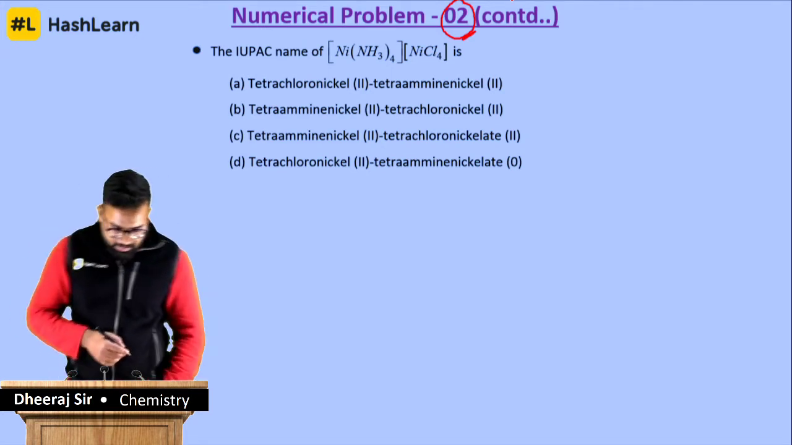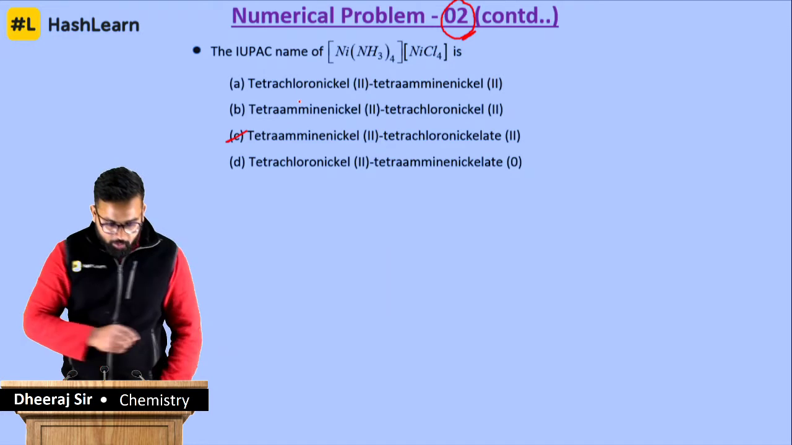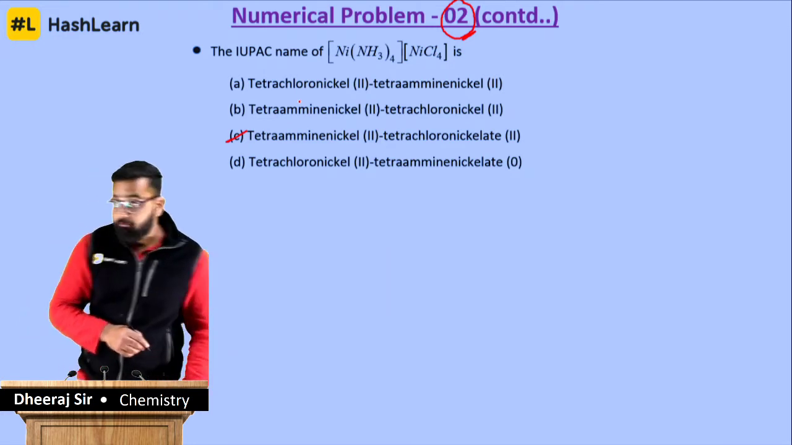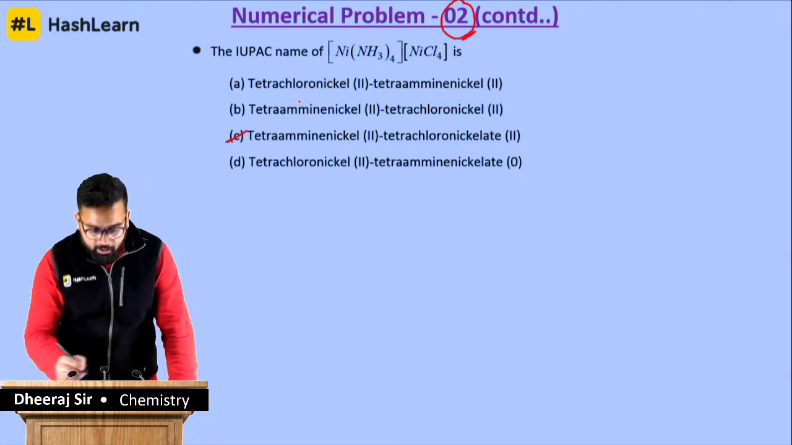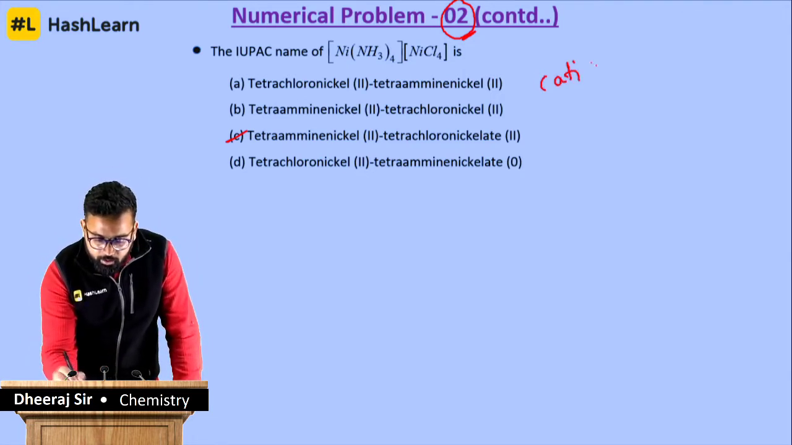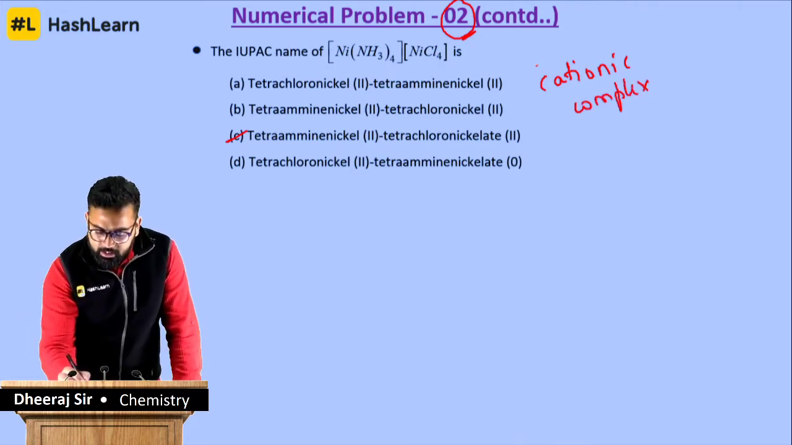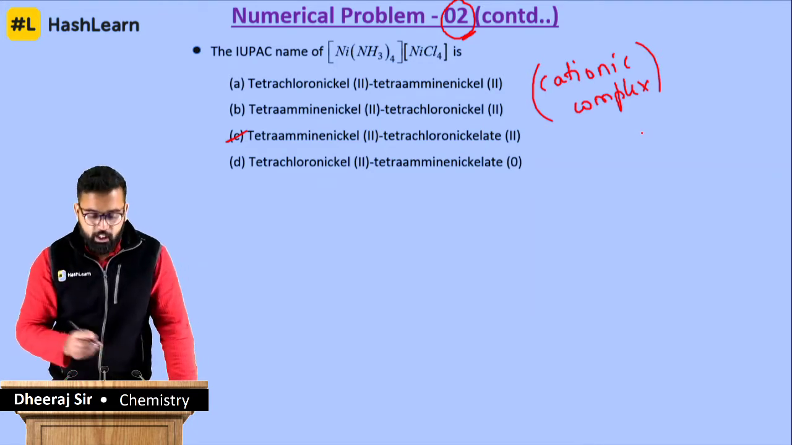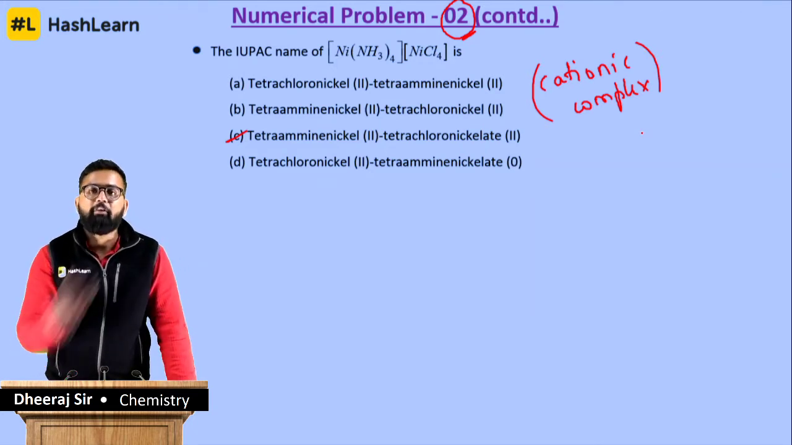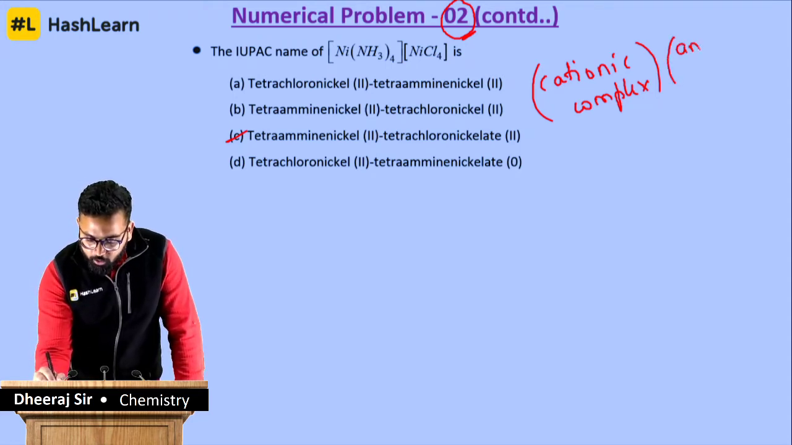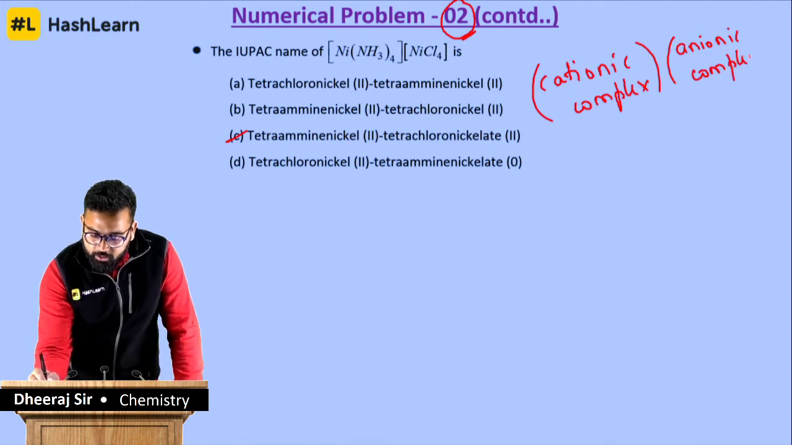The IUPAC name is option C, tetraamine nickel tetrachloronickelate. I've told you guys before as well, you have to name the cationic complex first. We're pretty much looking at it in all classes, so this is exactly why I look at cumulative questions, so that you don't forget what we have looked at in the previous classes. So the cationic complex is named first, followed by the anionic complex or anionic coordination sphere.